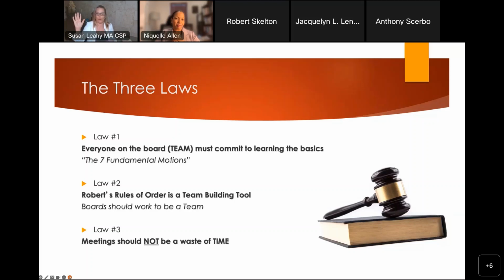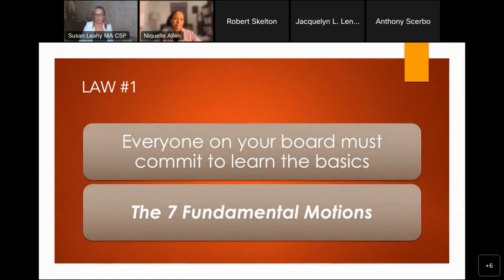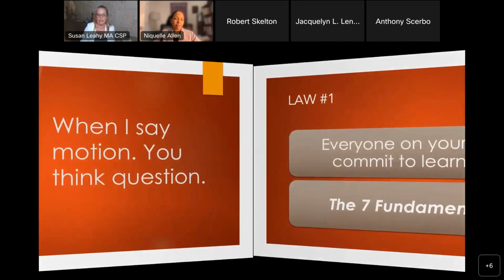And law number 3 is that meetings should not be a waste of time. I think we've set our bar very low when it comes to meetings, right? And so it's that sense of how do we stop wasting time? So let's look at this because this is where our roadmap begins. Everybody has to start by committing to learning the basics.